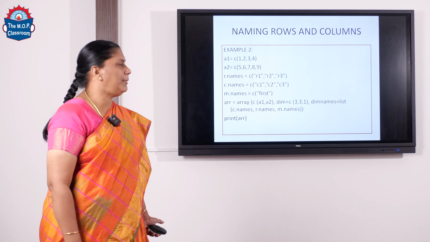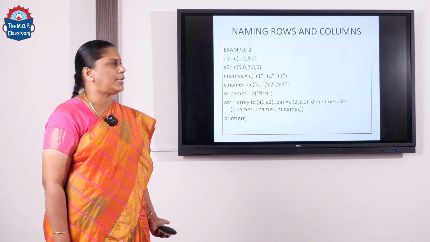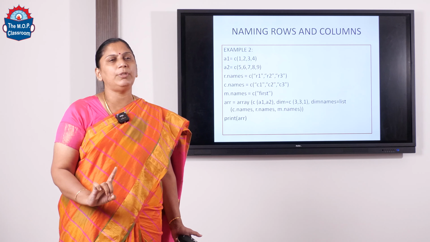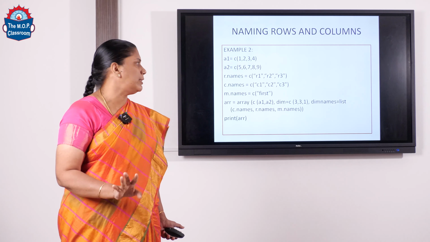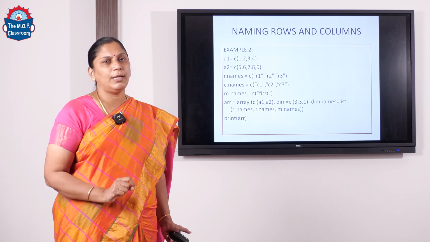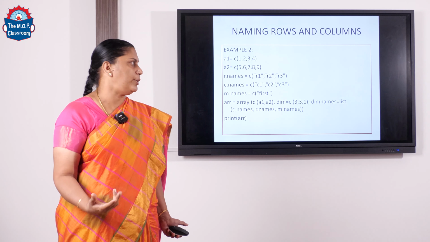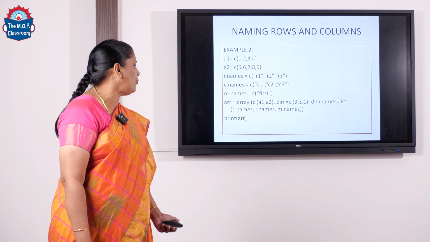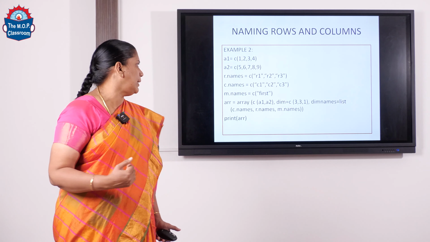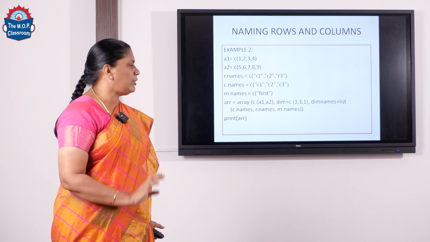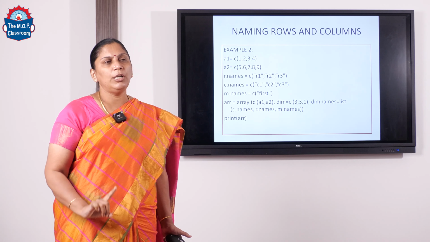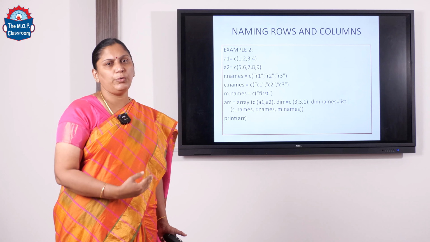And similarly, column names, C.names is equal to C of C1, C2 and C3. Matrix name is C of first. That is, I am going to give the matrix name as first for the first matrix. So now we are going to create an array. ARR is the array name. The array function is going to take the vectors as an input, C of A1, A2. So all these 1, 2, 3, 4, 5, 6, 7, 8, 9 will come. Dimension is equal to C of 3, 3, 1. 3 by 3: 3 rows, 3 columns and 1 matrix we are going to have out of this array.